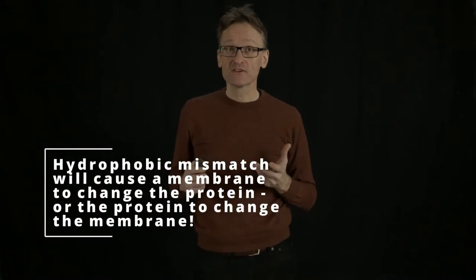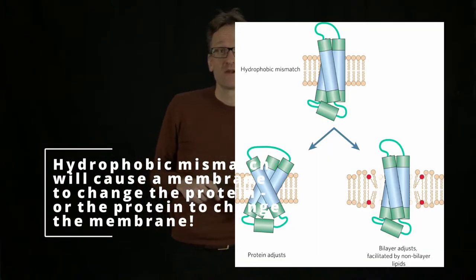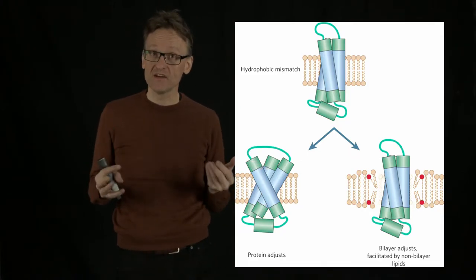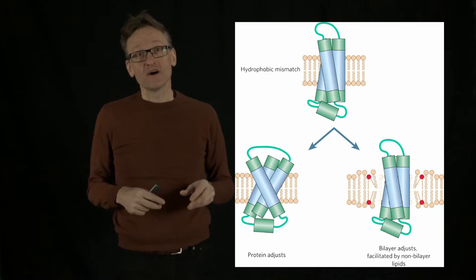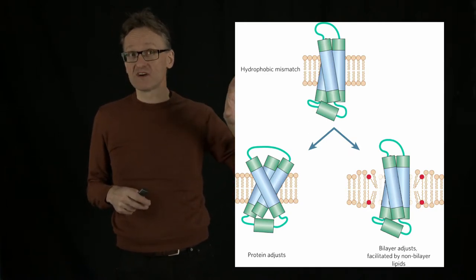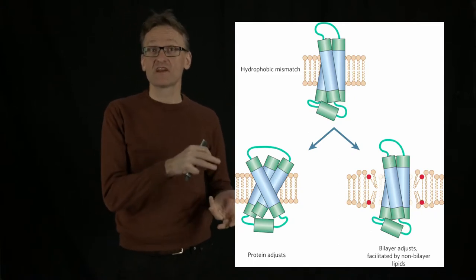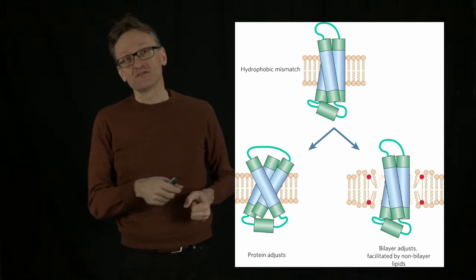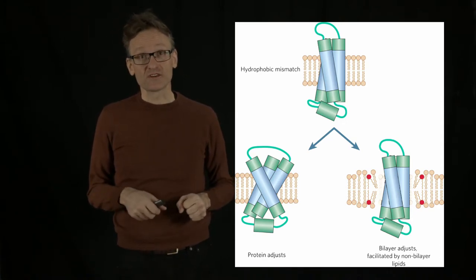So if we now apply this to a real protein, let's show you one. What happens when a protein inserts, depending both on the protein and the lipid environment, we might have this: you could imagine that the lipid is a relatively rigid environment. And in that case, we would have this scenario, that the protein would adapt to fit the bilayer. Do you see here how all those helices are tilting a bit?